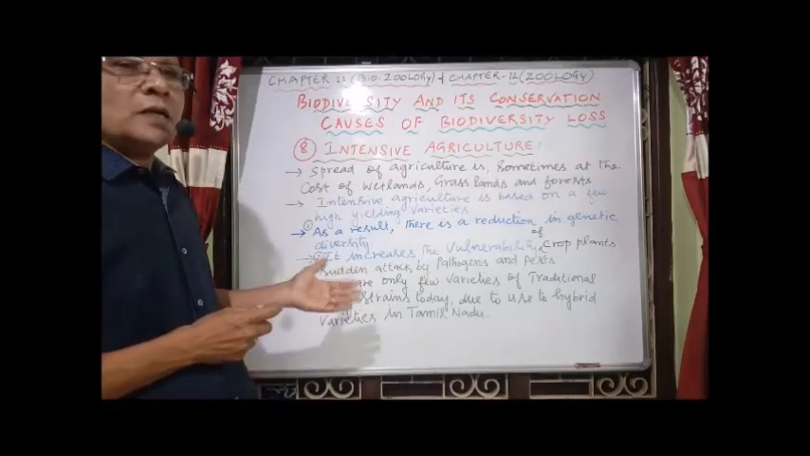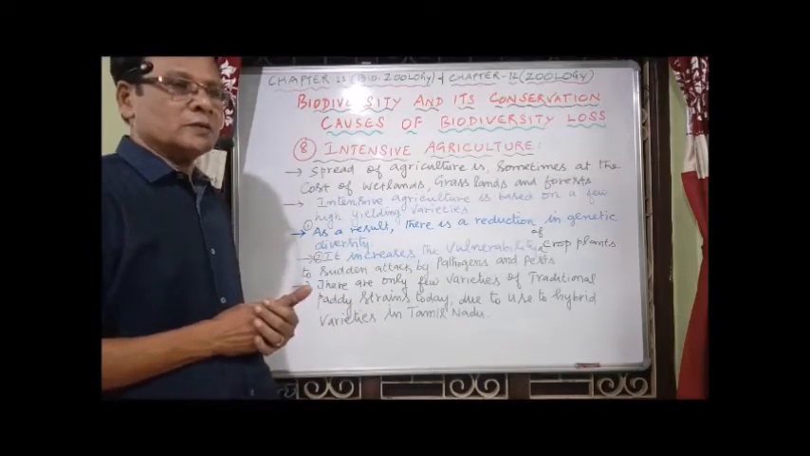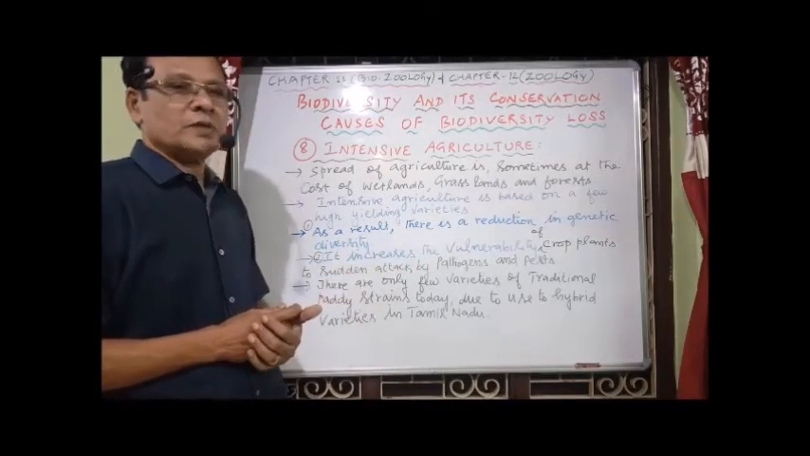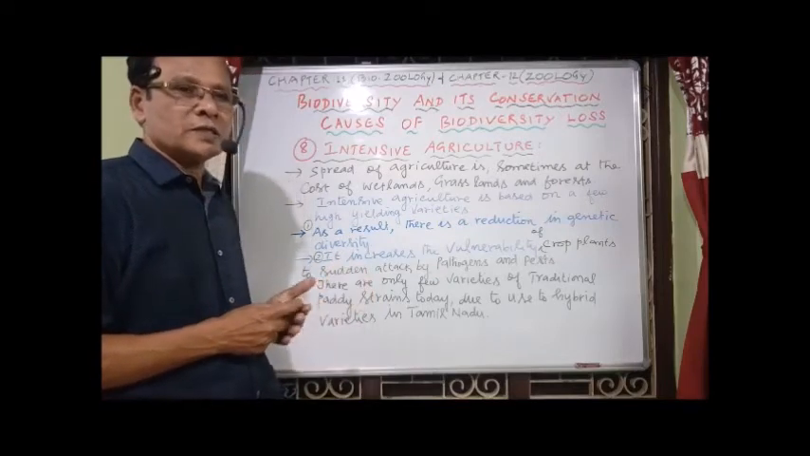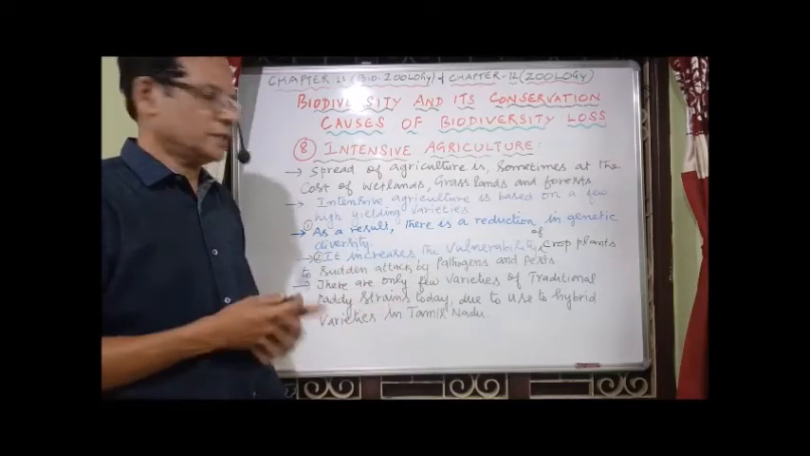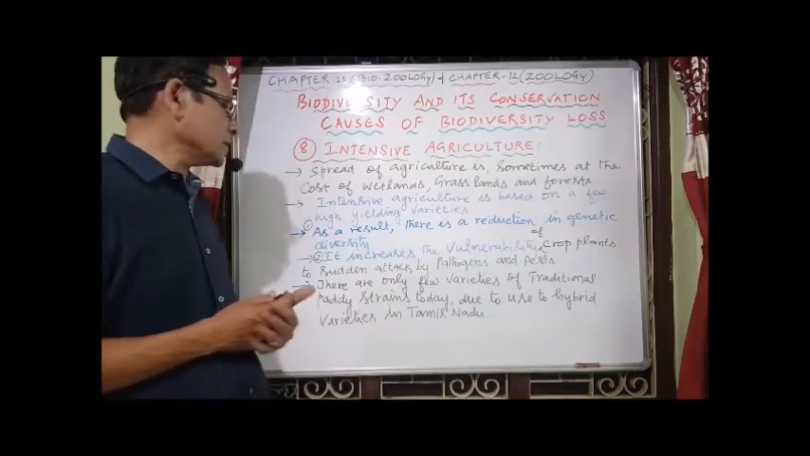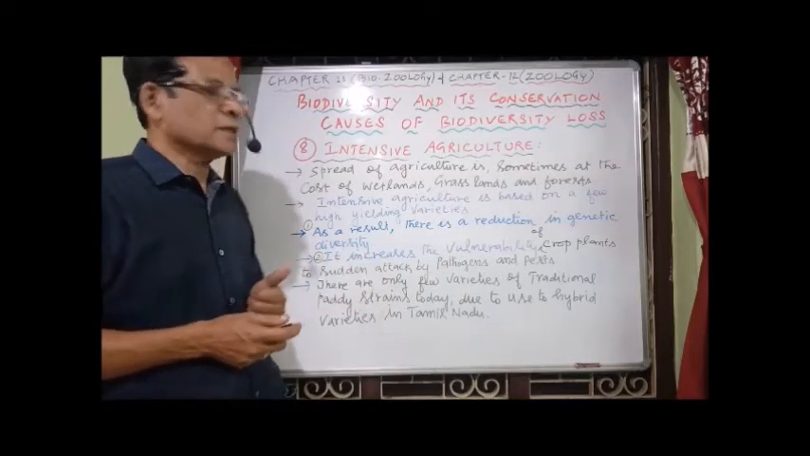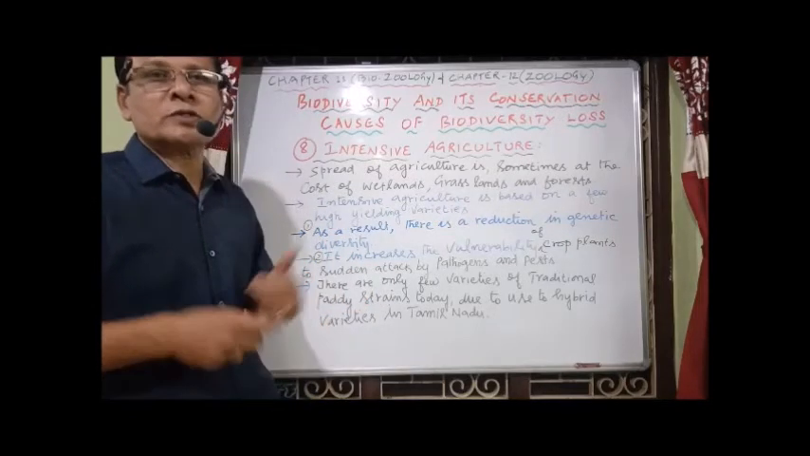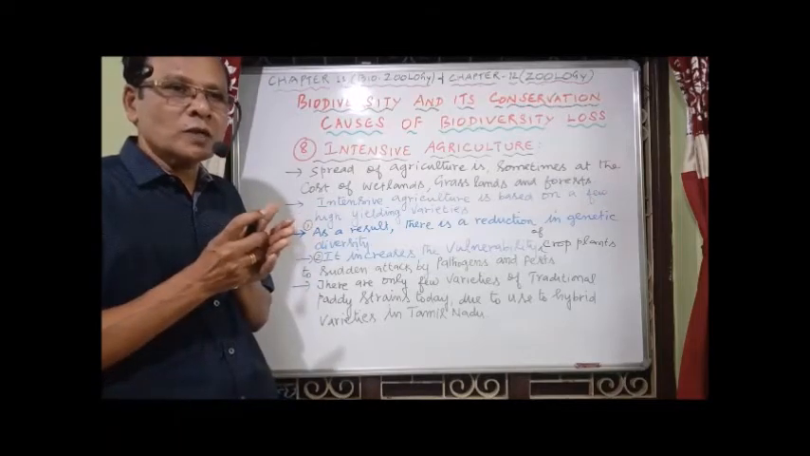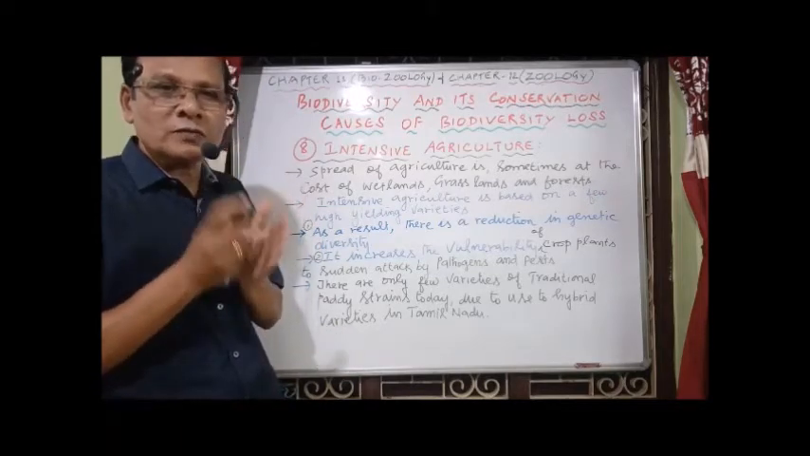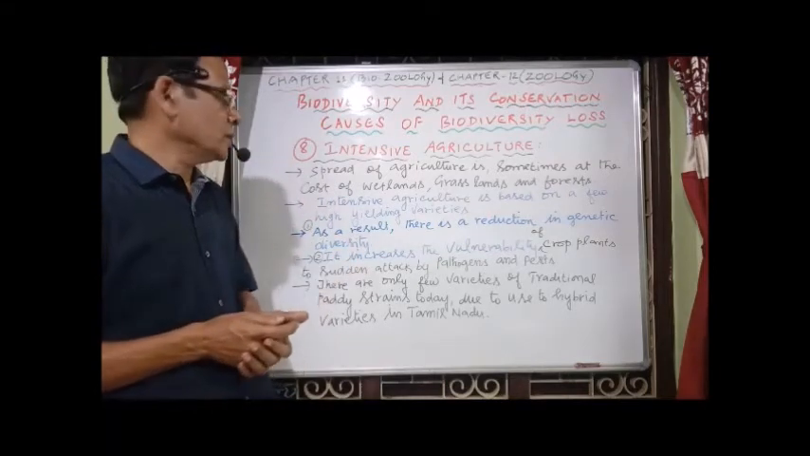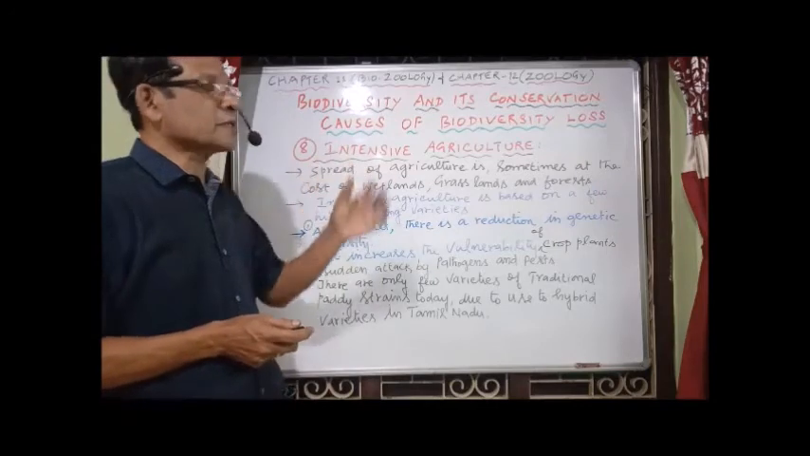Nowadays, in Tamil Nadu, there are only a few varieties of traditional paddy strains; others are new hybrid varieties. Due to the use of hybrid varieties in Tamil Nadu, a number of varieties are available, nearly 1,000, and most of them are hybrid varieties. The traditional varieties are few in number because of the use of hybrid varieties. These are the impacts of intensive agriculture.